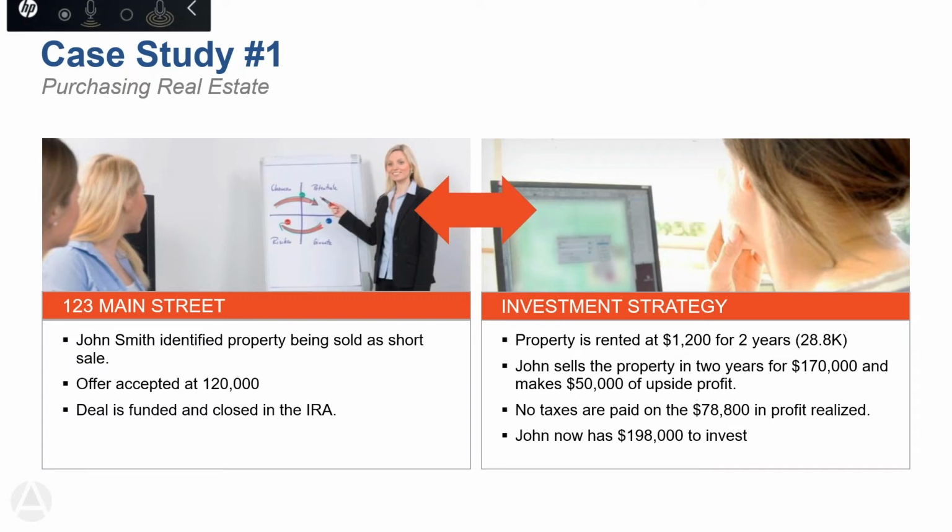So then in 2 years, John sells the property for $170,000. So he made $50,000 of upside profit in the IRA. So no taxes are going to be paid on any of the income from that: the $28,800 in rent, the $50,000 of upside profit. Now, depending on how close to the 2 year mark the IRA was on selling that is going to really show you whether he got to avoid the short or long-term capital gains for that. So when you look at it, you really do get to avoid a lot of taxes with this.